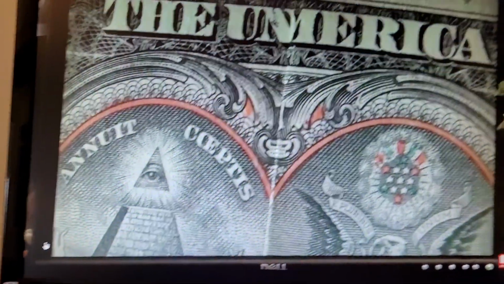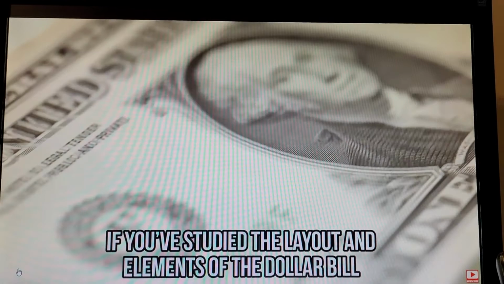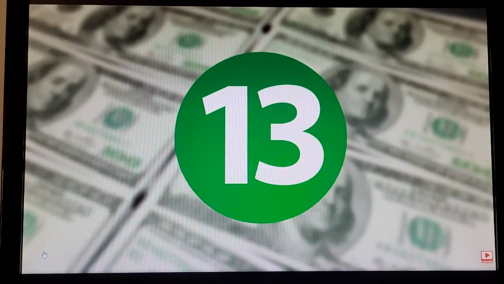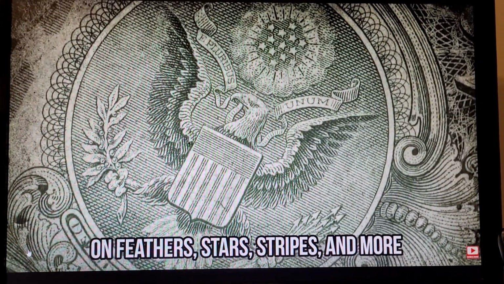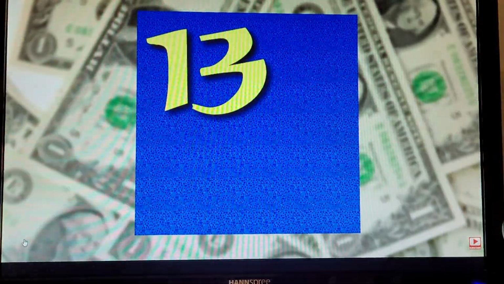Now let's explore the 10 mind-blowing hidden secrets in the US dollar. The number 13. If you've studied the layout and elements of the dollar bill, you've probably noticed there's a consistency with the number 13 that can be seen on feathers, stars, stripes, and more. It's a tribute to the original colonies and a symbolic element that's featured more than just once.